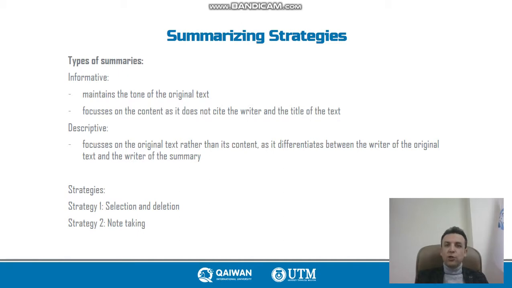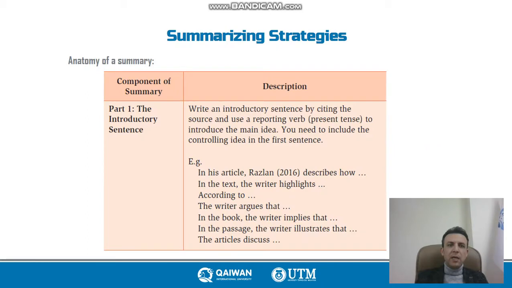So there are generally 2 different strategies for summarizing. One of them is selection and deletion, and one of them is note taking. But what do we mean by selection and deletion? So let me explain it first. The first strategy, which is selection and deletion, is when you read a piece of text, let's say a paragraph, you can highlight, you can select or underline the important sentences that include the main points, and then the rest of the sentences can be removed.